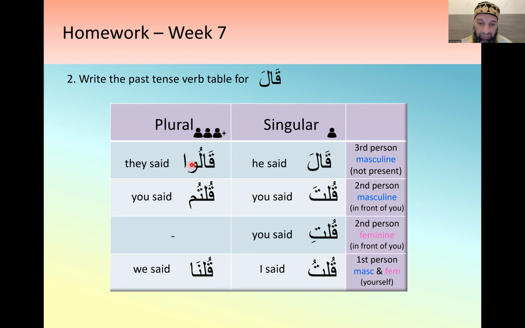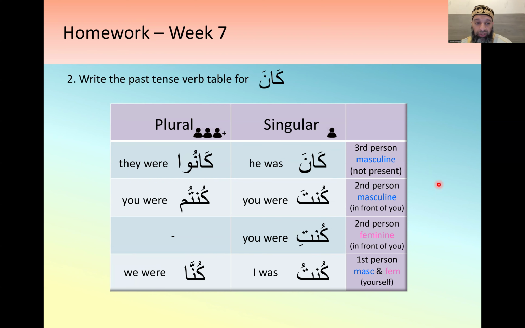So this is what we have to learn. And the reason why we chose the verbs qala and kana, the weak verbs, is because they appear in the Quran the most out of the weak verbs. So we'd rather just go over the table. Each weak verb will have its own adjustment that needs to be made, but we're not going to go through all of them. We just go through qala and kana.